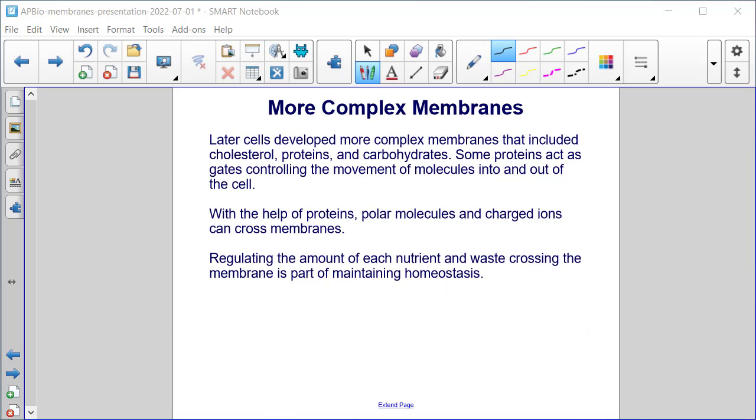Later, cells developed more complex membranes that included cholesterol, proteins, and carbohydrates. Some proteins act as gates, controlling the movement of molecules into and out of the cell. With the help of proteins, polar molecules and charged ions can cross membranes. Regulating the amount of each nutrient and waste crossing the membrane is part of maintaining homeostasis.